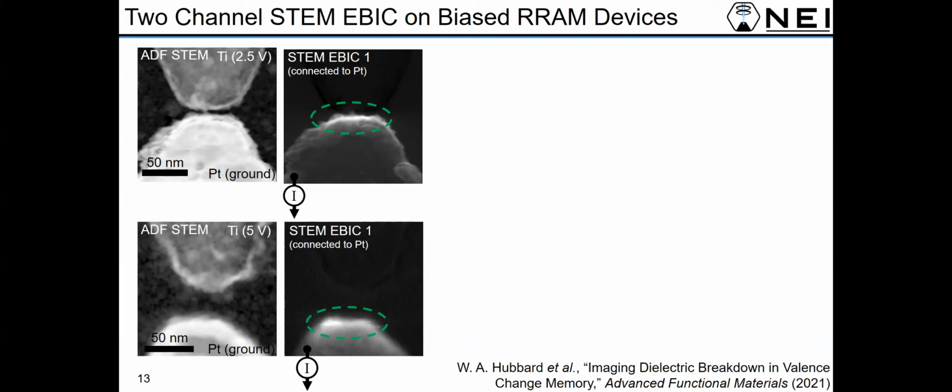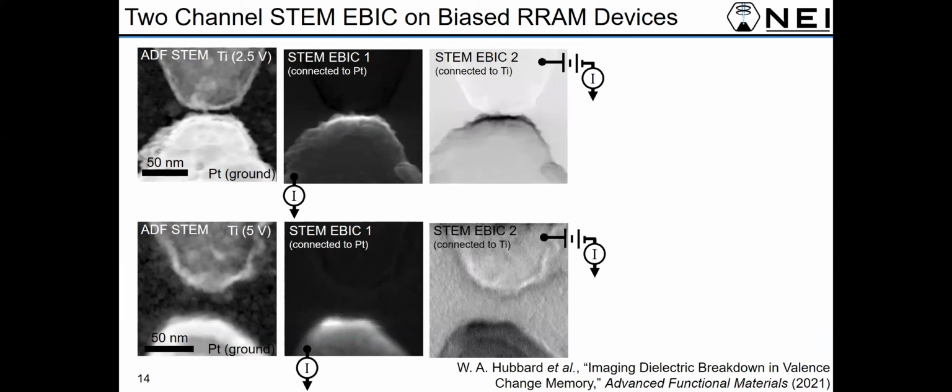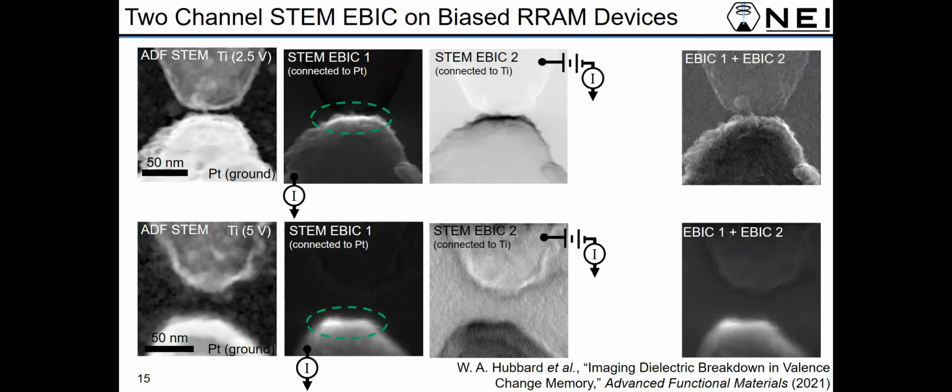As it turns out, at the same time we're acquiring EBIC on the platinum electrode, we are also acquiring EBIC from the biased titanium electrode. These titanium images don't seem on their own to give much more information than the platinum EBIC images, but if we add them together, things start to look much clearer. In the sum of the upper pair of images, this bright fringe has basically disappeared, whereas in the lower sum image, the bright fringe remains.